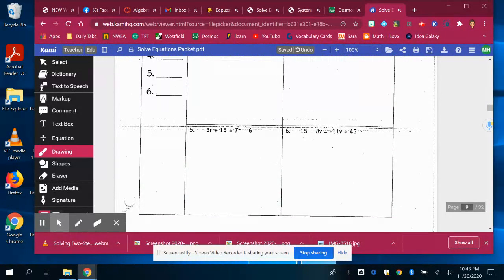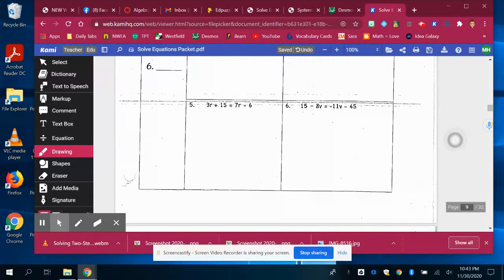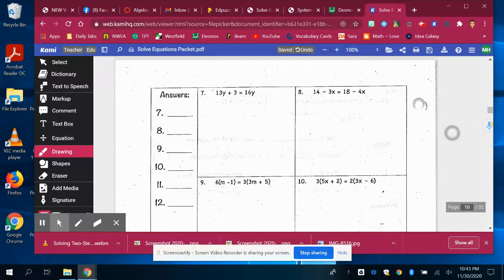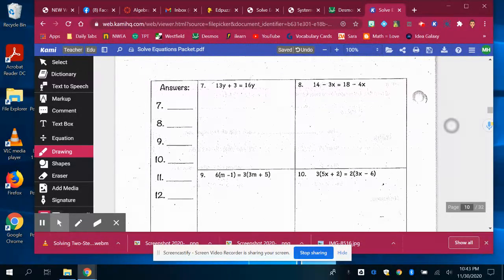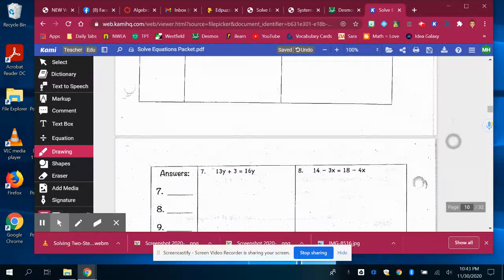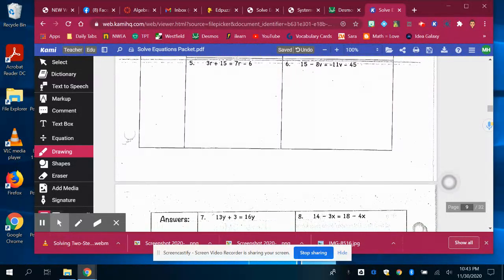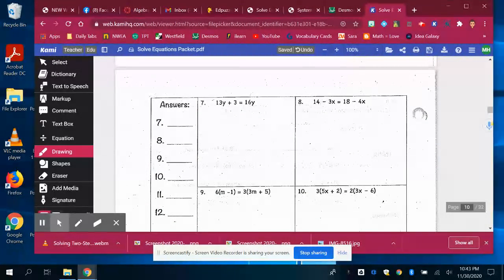All right, great. We're going to skip down a little bit. Let's see. Ooh, I like number 7. Let's look at number 7. I do not have to simplify either side because I do not have the distributive property on either side. I don't have like terms on either side. So I need to move on to step 2 and move my variable terms.